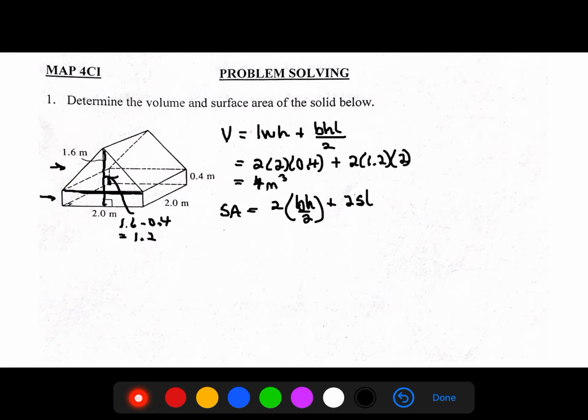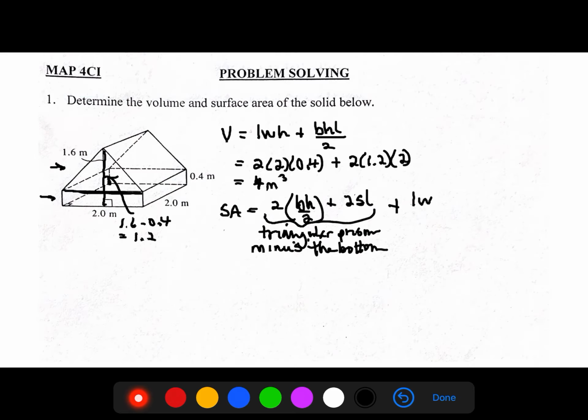And the one on the bottom of our triangular prism isn't there. It's not on the outside. Remember, we're just adding up all the sides of our object and we're only including the outsides. So we're not going to have the base times length that we normally would, okay? So this is our triangular prism minus the bottom.